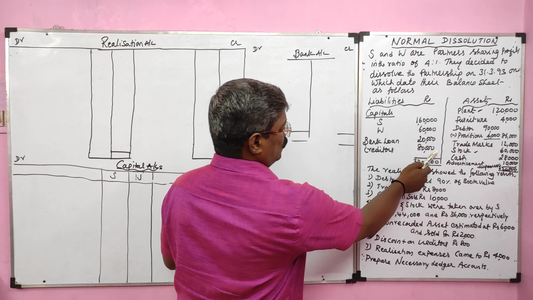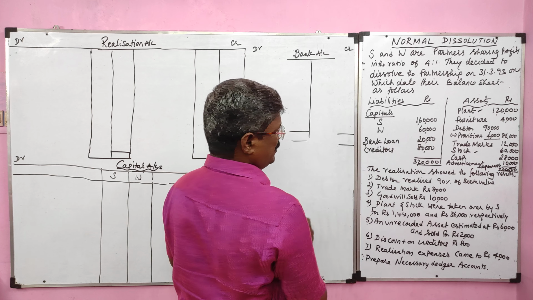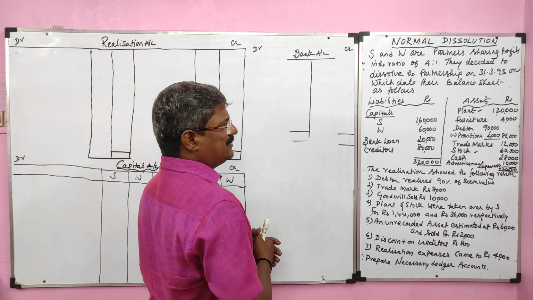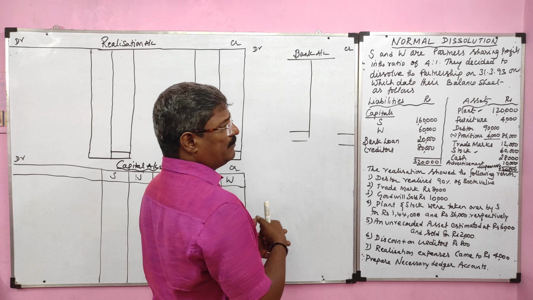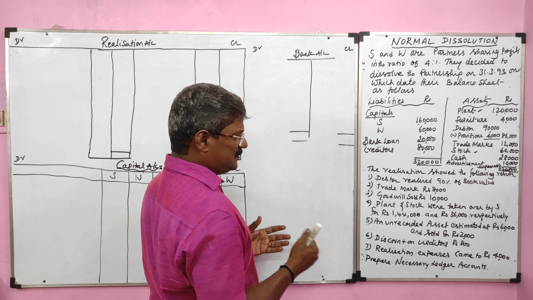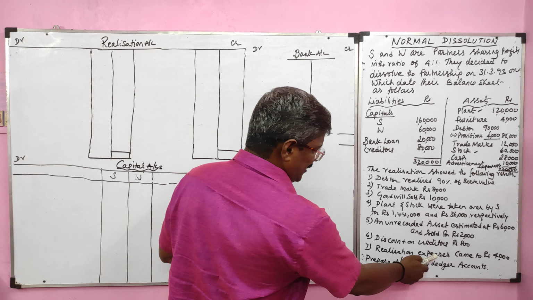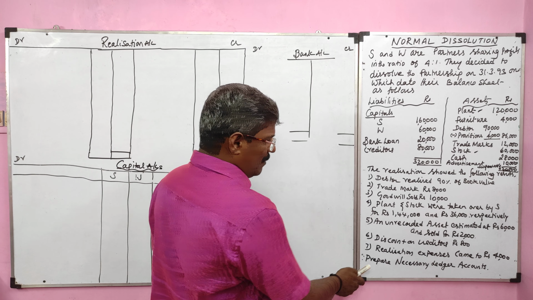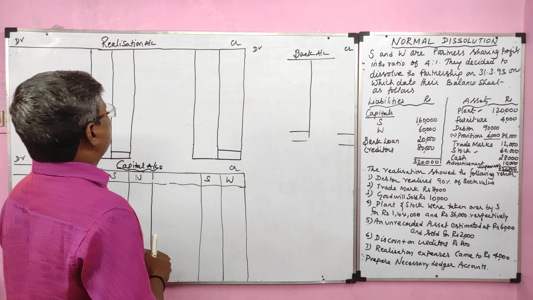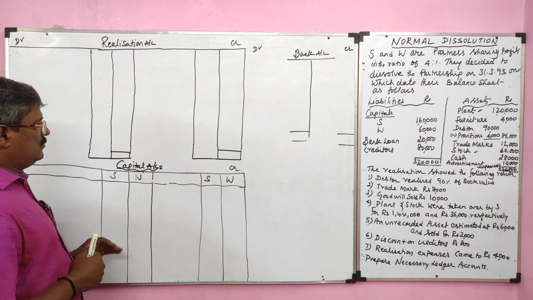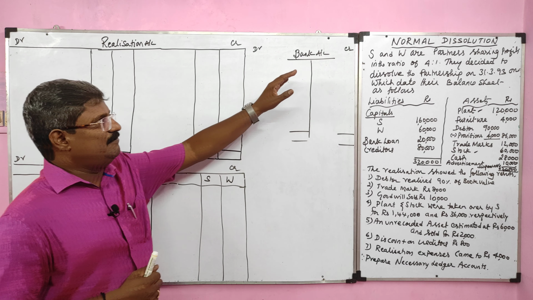So the creditor's total book value is 80,000, on which they allowed a discount to the business. How much? 800. So the net amount payable to the creditor is 79,200. Then realization expenses came to 4,000. Prepare necessary ledger accounts. Now first we have to prepare the realization account, then the capital account, and at last the bank account.